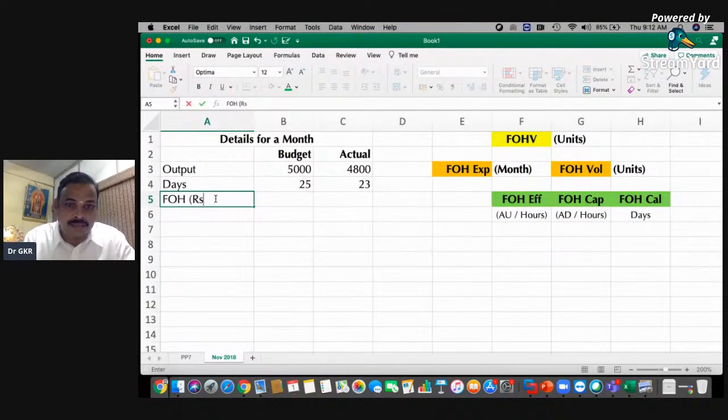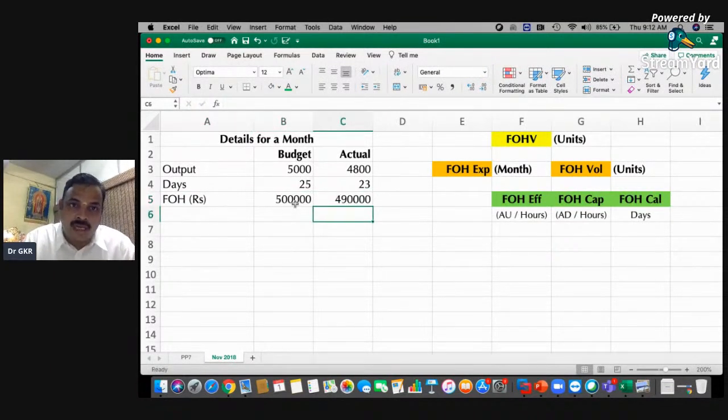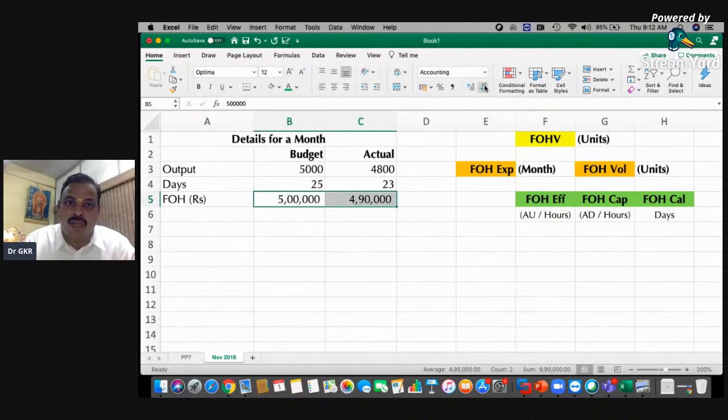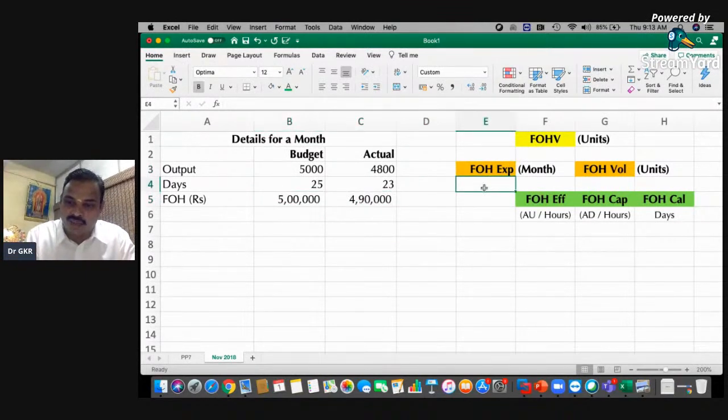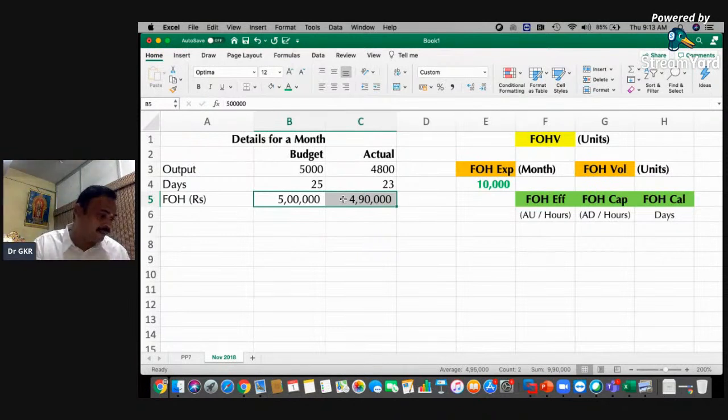Fixed overhead in rupees: budget 5 lakh, actual 4 lakh 90. I can tell you one thing very straightforward. Fixed overhead expenditure is straight. Instead of 5 lakh, you have spent 490, so 10,000 favorable. You have spent less, actually 10,000 less, so it is 10,000 favorable. Straight away you have got 1 mark out of 5 marks.